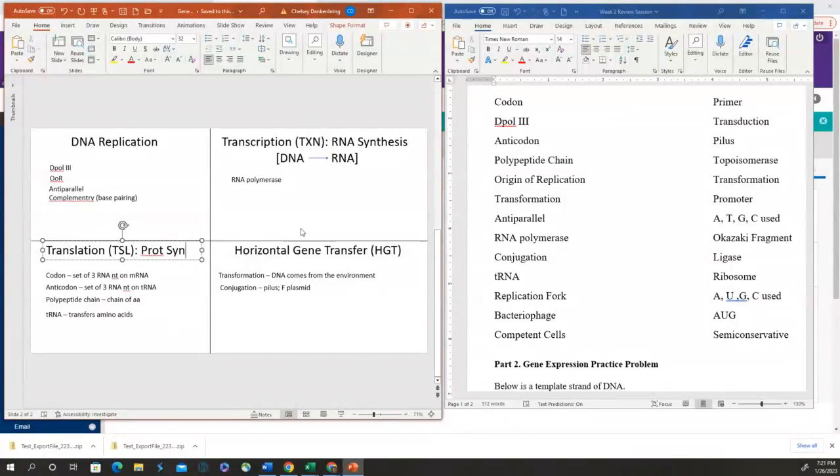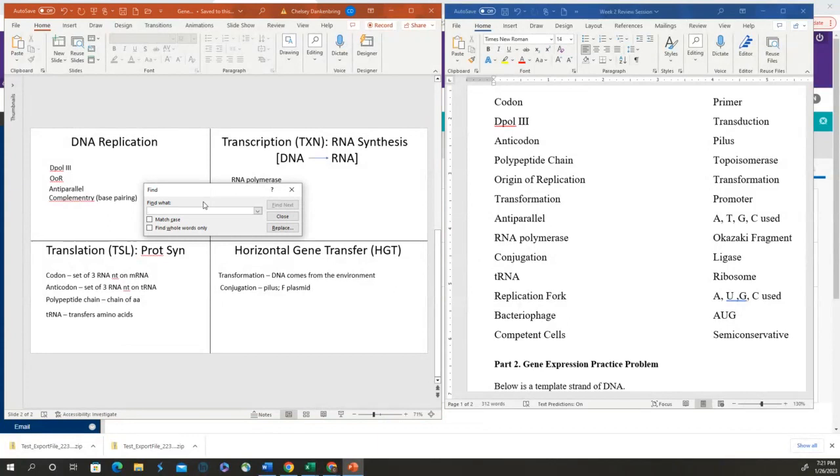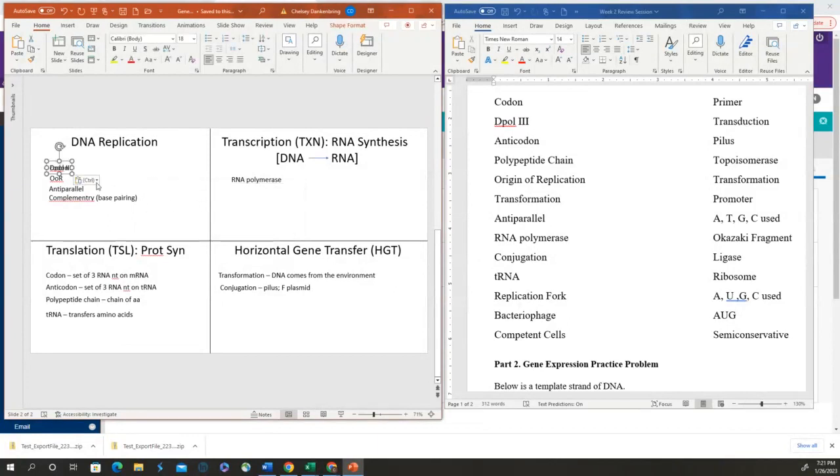All right. Replication fork. Where does that go? Good. That's a DNA replication one. All right, bacteriophage. Where does that go?